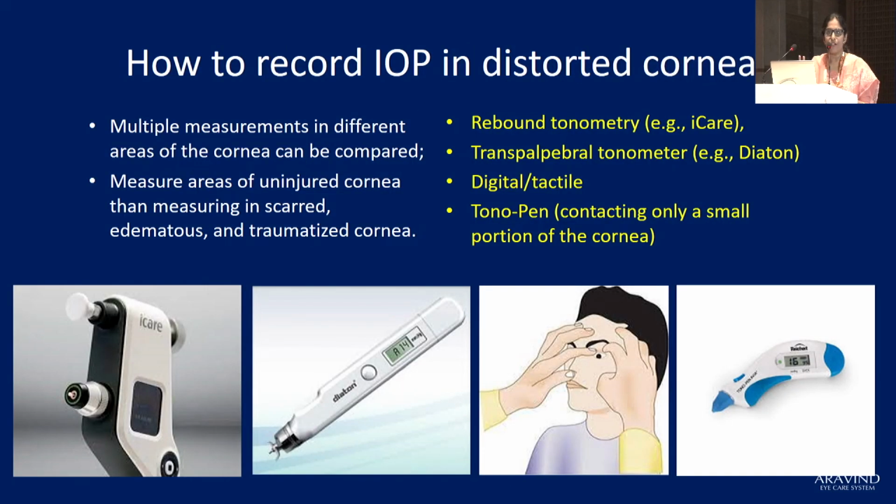So, how do we record intraocular pressure in these patients? We all know they are all with acute trauma, so you might not be able to use your applanation tonometer in all of these patients. So, it is important to identify an area where the cornea is relatively clear, and you can use instruments like an iCare tonometer or a Tono-Pen or a Diaton tonometer. And sometimes it might not be possible to even use these instruments, so we'll have to just go with our digital or tactile sensation and compare it with the other eye. It is important to compare it with the other eye. You use the other eye as a reference to see if the pressure is low or high.